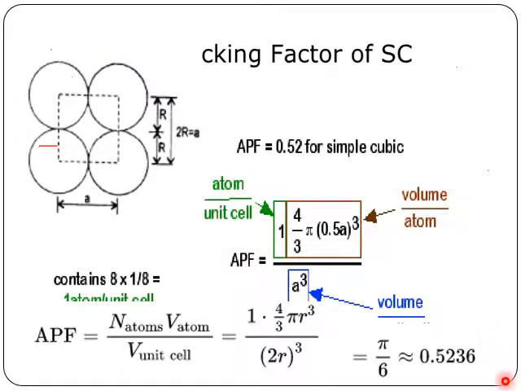And if you move on, this is one more way where you can visualize how we can write a is equal to 2r. This is a front view where 4 atoms are arranged, and from here to here it's a, that is nothing but 2r, which we are going to substitute here.